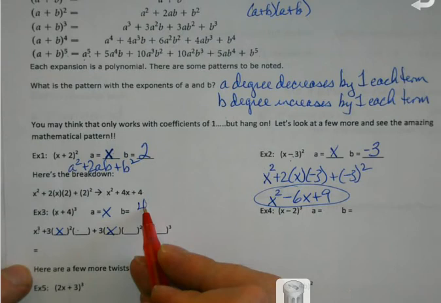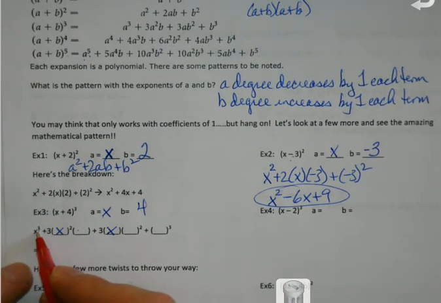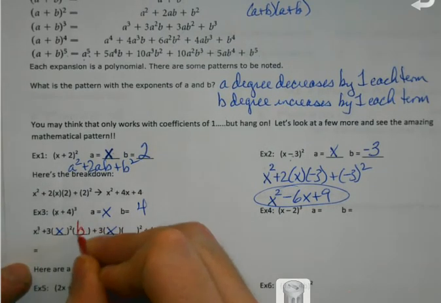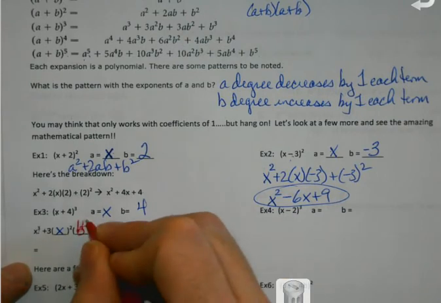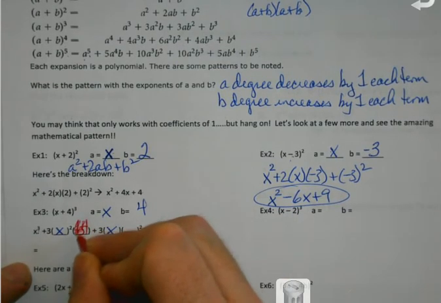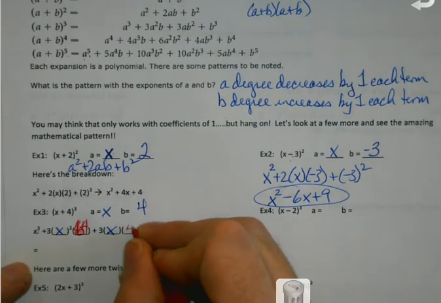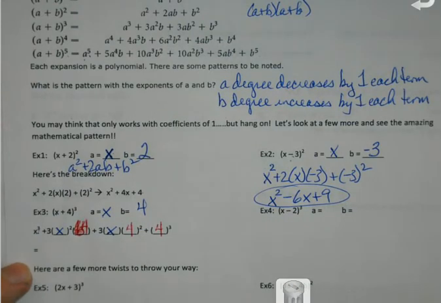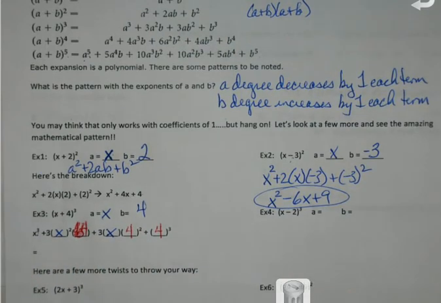My b's go the opposite. I don't have a b term in my first one, so degree is 0. And it's b to the first. Oops, not b, 4. 4 to the first, 4 to the second, 4 to the third. A is going down, b is going up, and then I just clean it up.